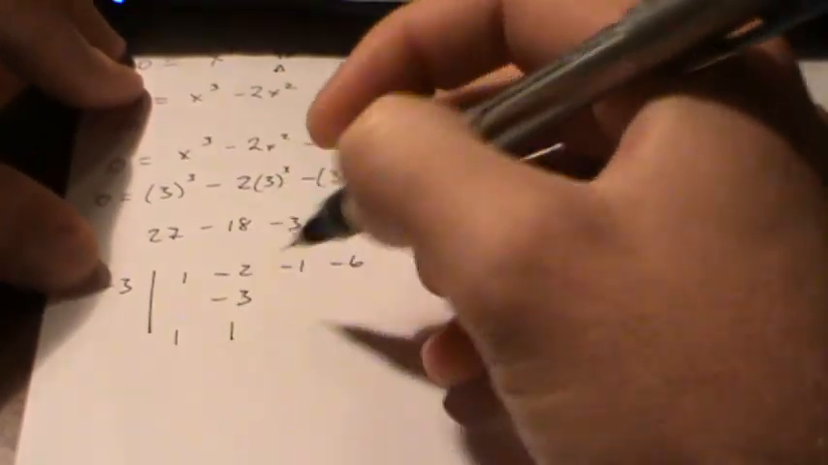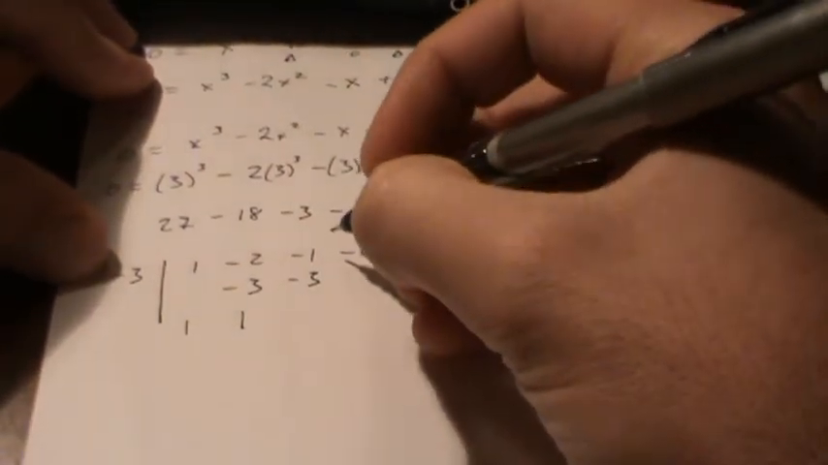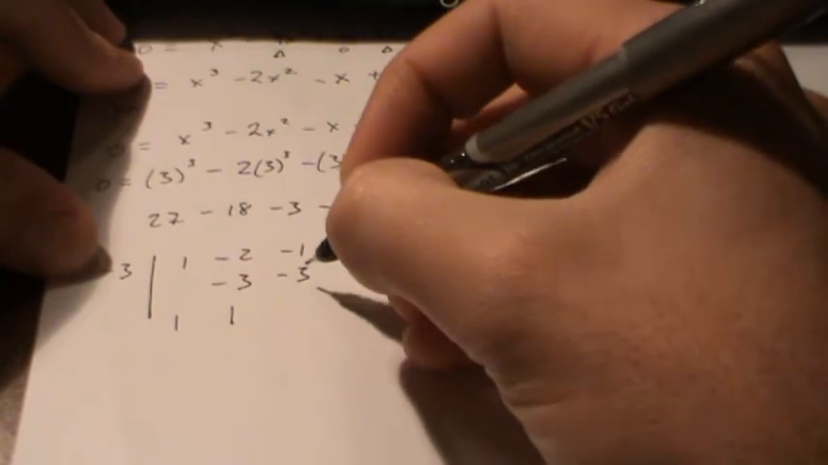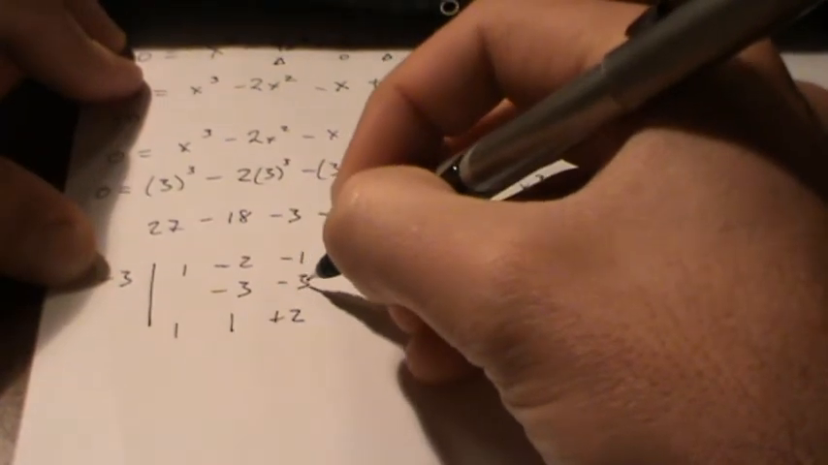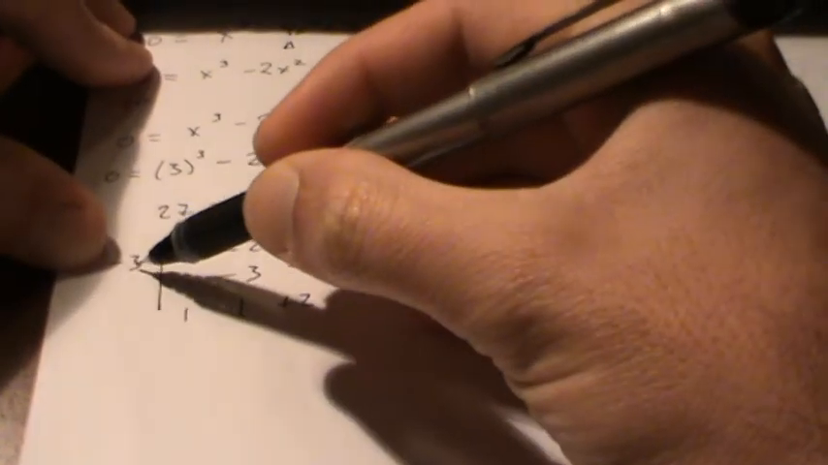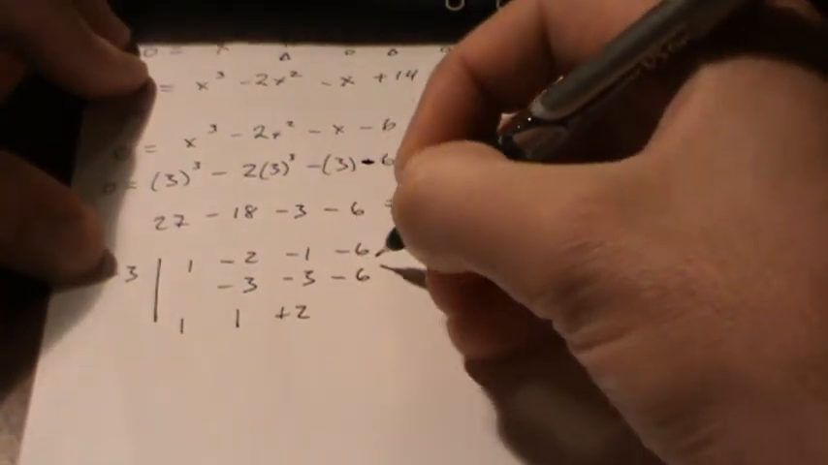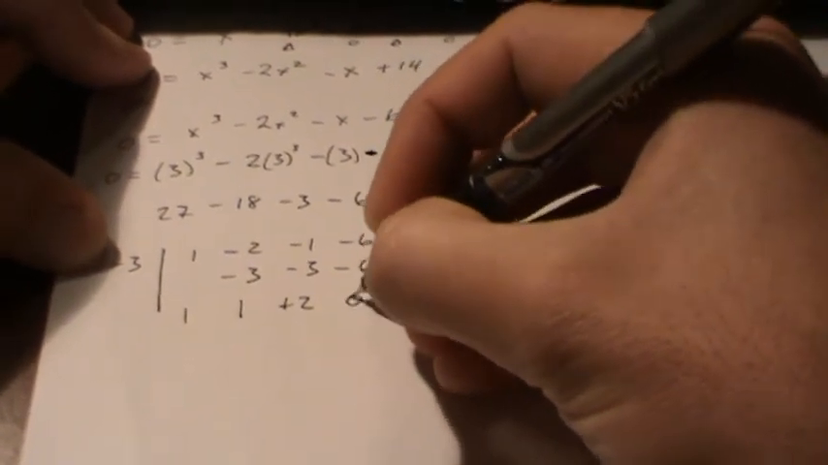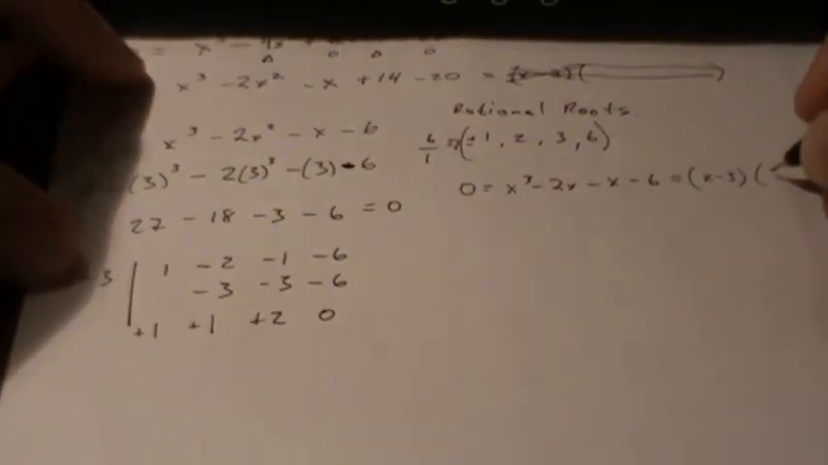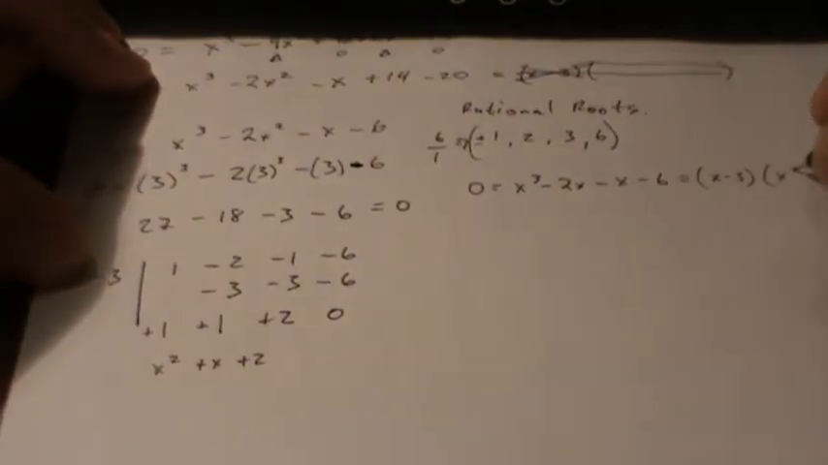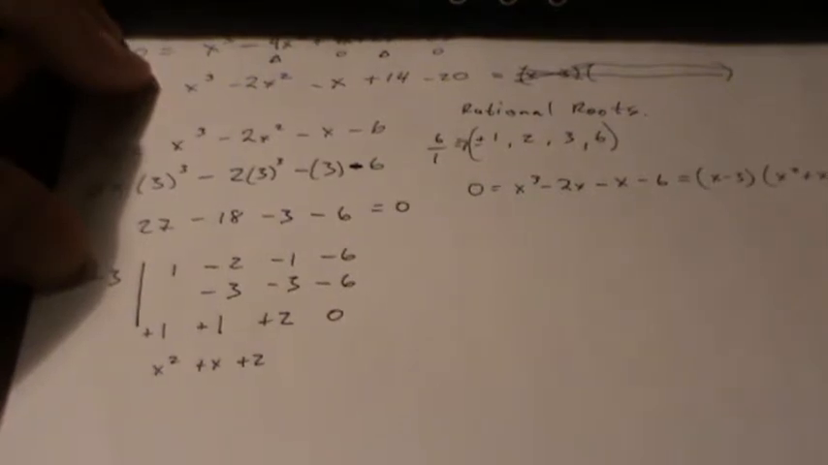Then I've got a negative 3 times 1 is a negative 3. Then I've got a negative 1 minus a negative 3, which is a positive 2. Remember, I'm subtracting here. Then I've got a negative 3 times a 2 is a negative 6. Negative 6 minus a negative 6 is a 0. And then, sure enough, got it. And so my other factor is x squared plus x plus 2.